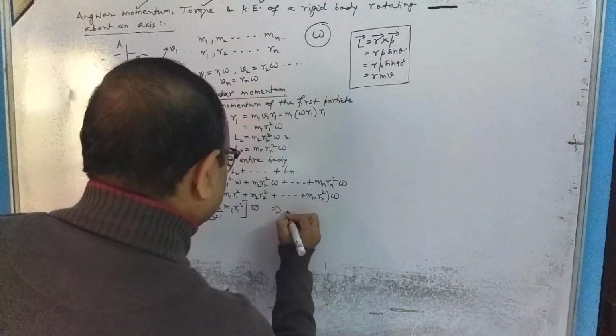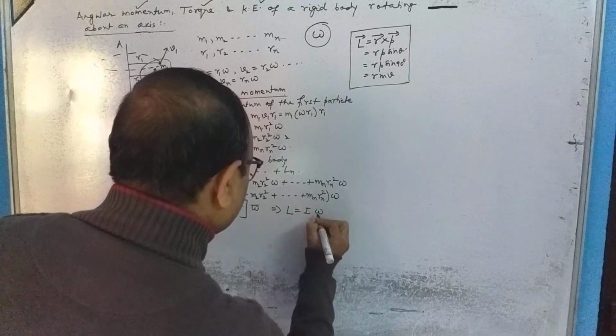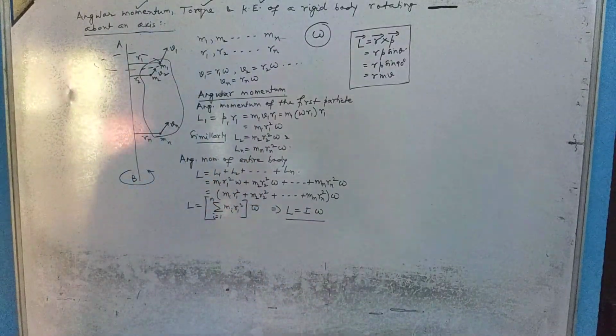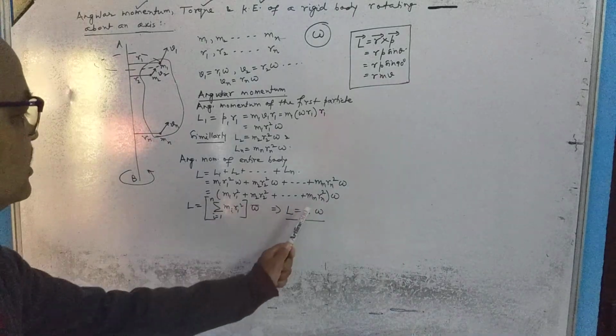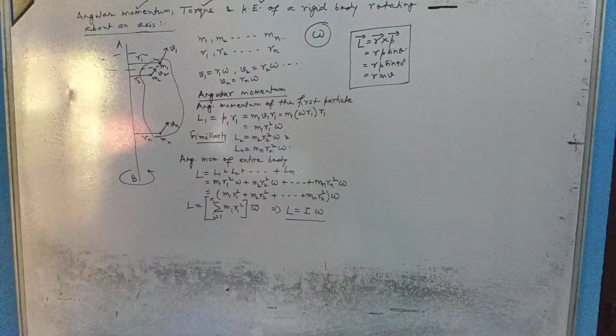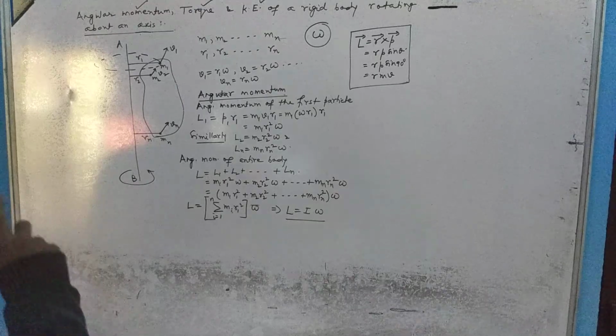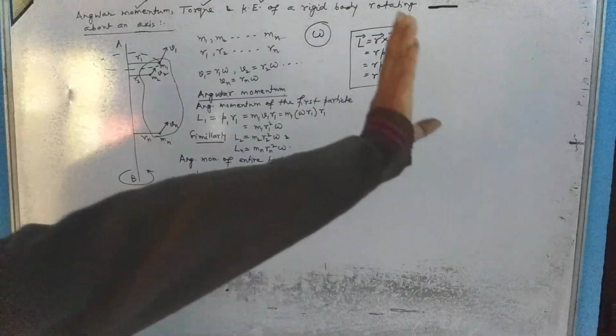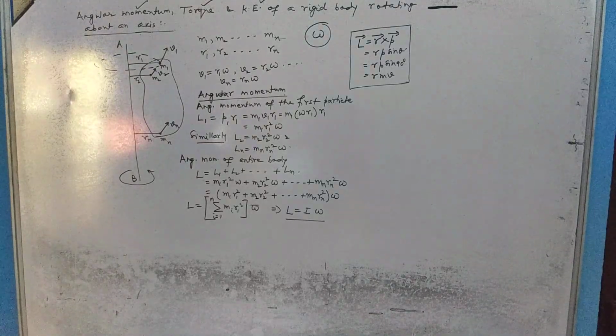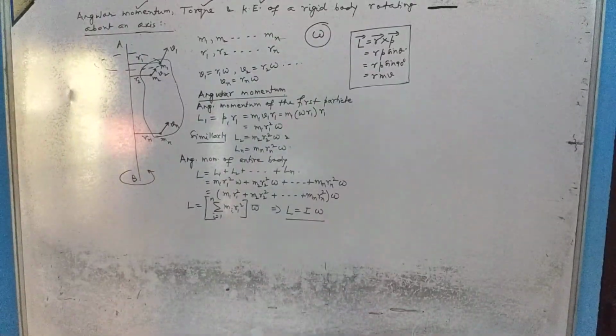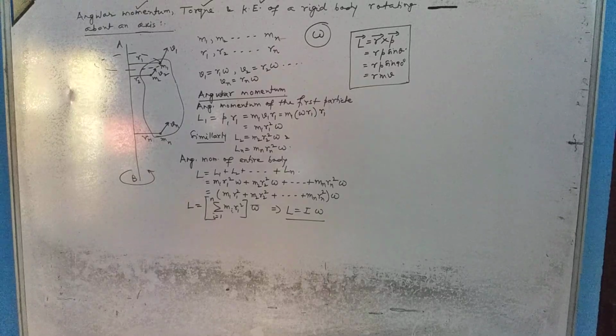Or we can write L is equal to I into omega, because I hope today only we have discussed this whole bracketed term is equal to I. Look at this. So very simple and plain discussion. I hope all of you have got it. That is a very important relation we are getting: L is equal to I into omega. Angular momentum is equal to I into omega. So angular momentum discussion is over.